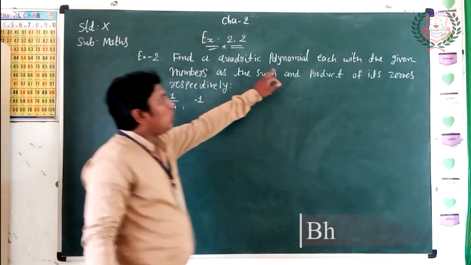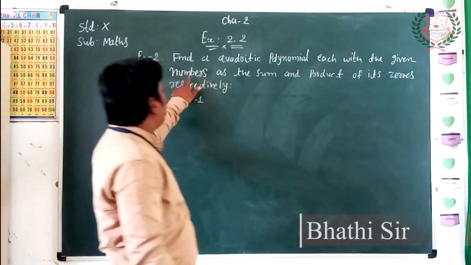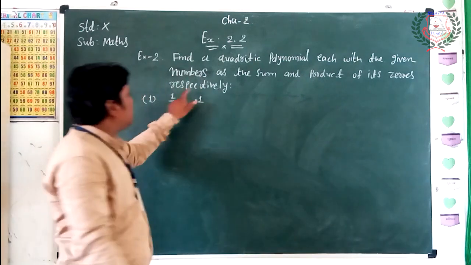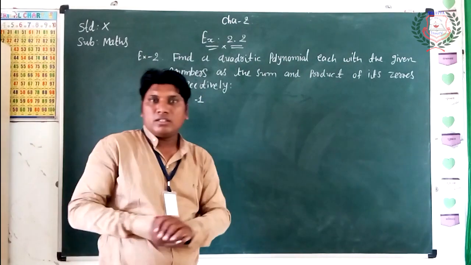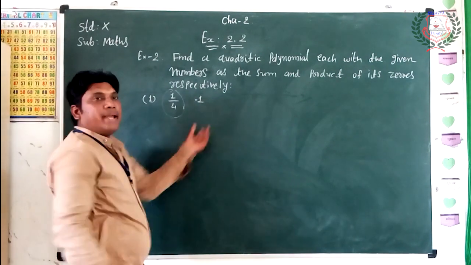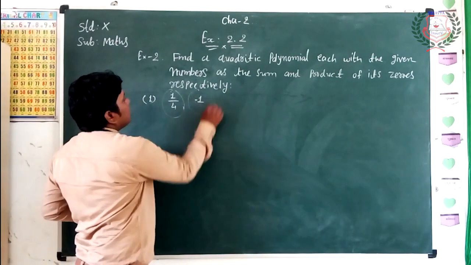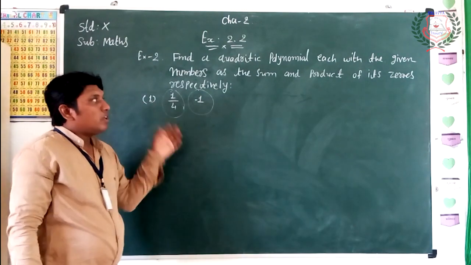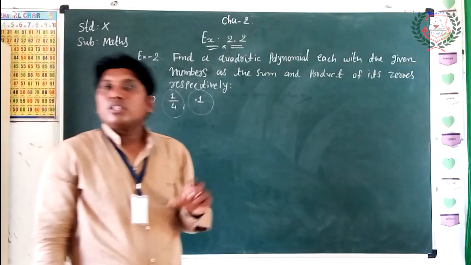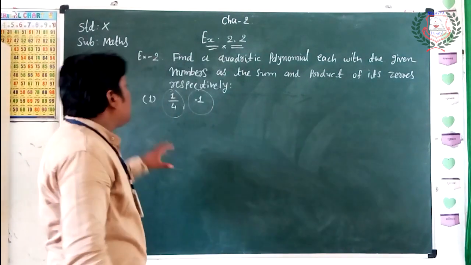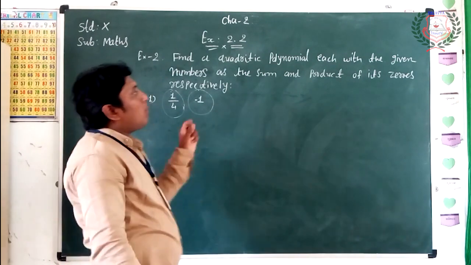Find quadratic polynomials, each with the given numbers as the sum and product of its zeros. Here the sum of zeros is given and the product of zeros is also given.